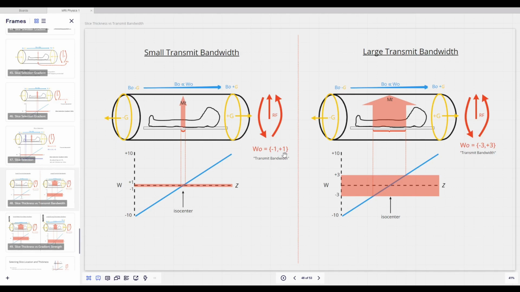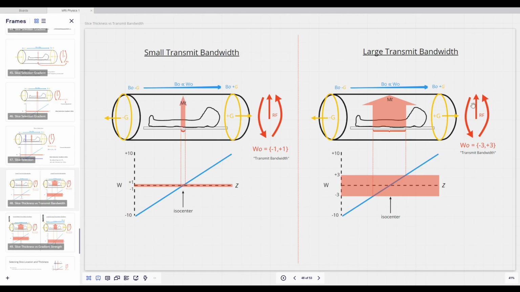Here, this is what we talked about before, where we're going to apply our RF pulse at frequencies between -1 and +1. And that was this here. So in this range of frequencies, which means that in the patient, that range of frequencies is only going to be found in the middle. We're going to acquire this slice.